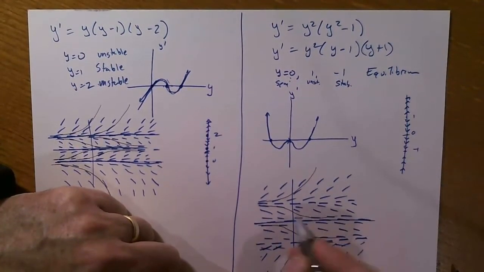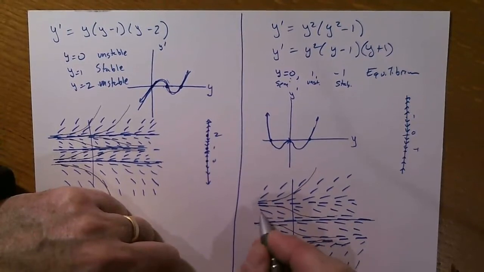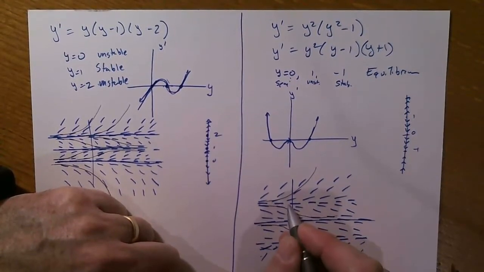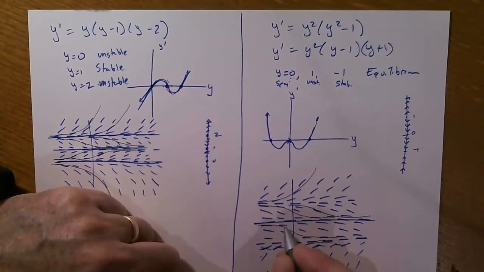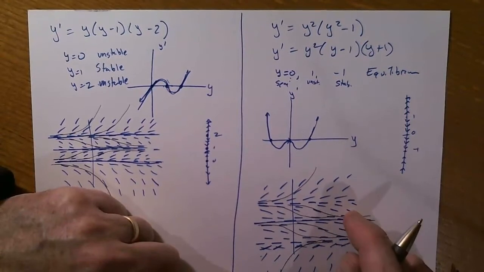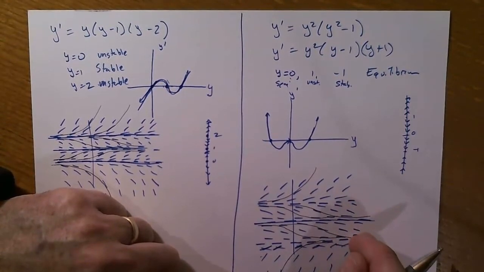So you can see 0 being semi-stable. If you're starting above 0, it'll eventually come down to 0, but if you start just a little below 0, you eventually pull away from 0. So this is stable from above, not stable from below.